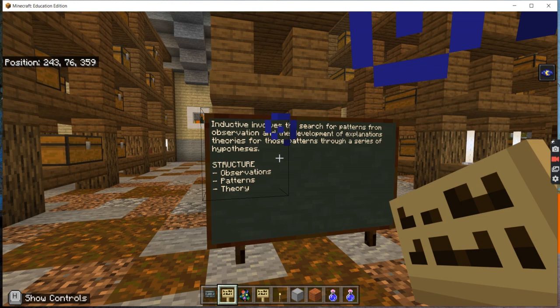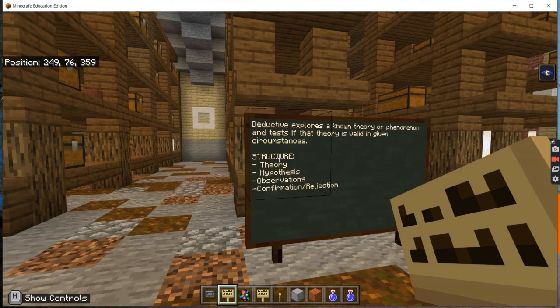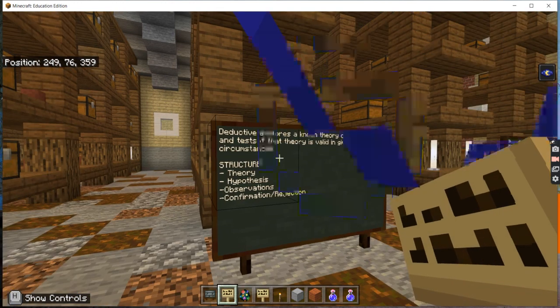on the other hand, begins with the hypothesis and aims to test it or prove it. And its structure is theory, hypothesis, observations, confirmation or rejection. The difference between the two is that one focuses on testing theory while the other generates it.